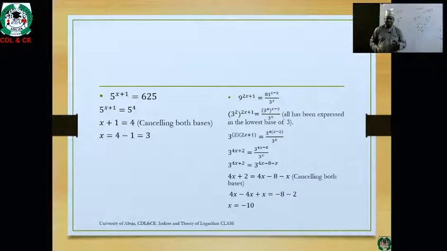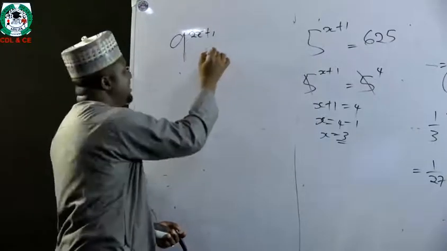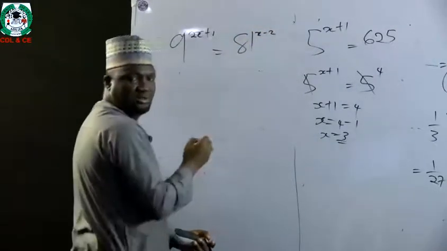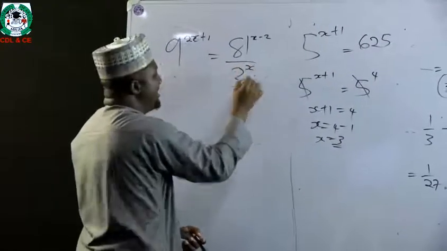But before we proceed further, I would like you to look at the C part of the study session, the C part of the equation that we just finished solving. This C part formed one of our previous examination questions, and because of that, it attracted my interest. We have 9 raised to power 2x plus 1 equals 81 raised to power x minus 2 divided by 3 raised to power x.